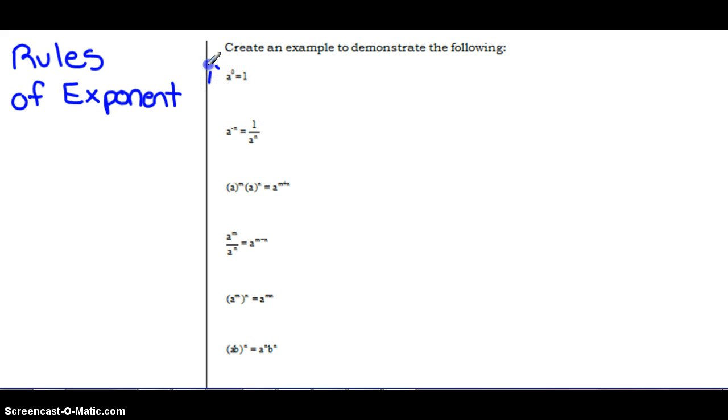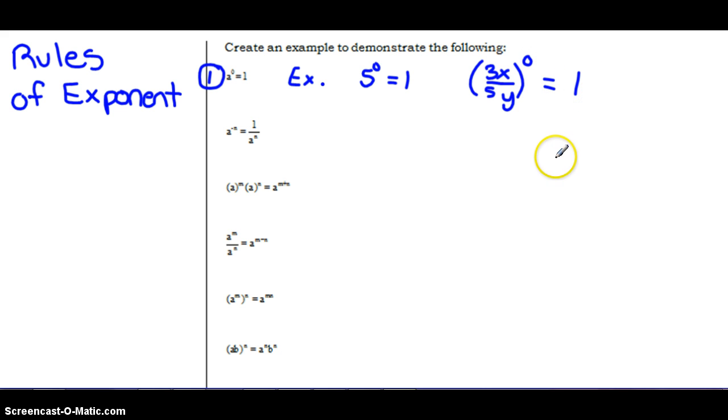Rule number 1 is anytime that you have a number raised to the 0 power, it is equal to 1. For example, if you have 5 raised to the 0 power, it is 1. If you have, let's say, 3x divided by 5y, but it's raised to the 0 power, that means it simplifies down to 1. No matter what it is, if it's raised to the 0 power, you get 1. That's rule number 1.